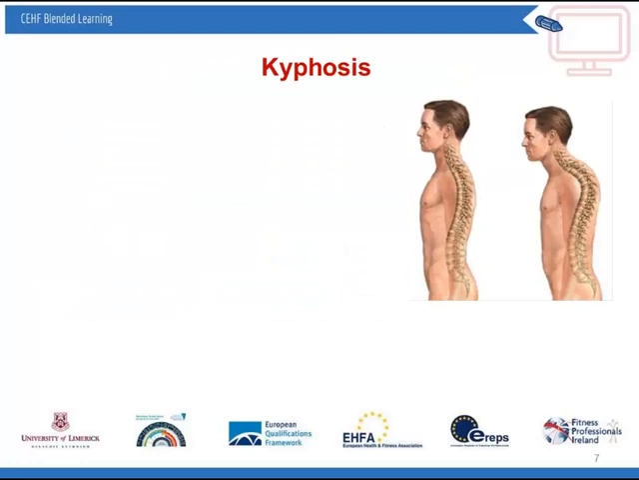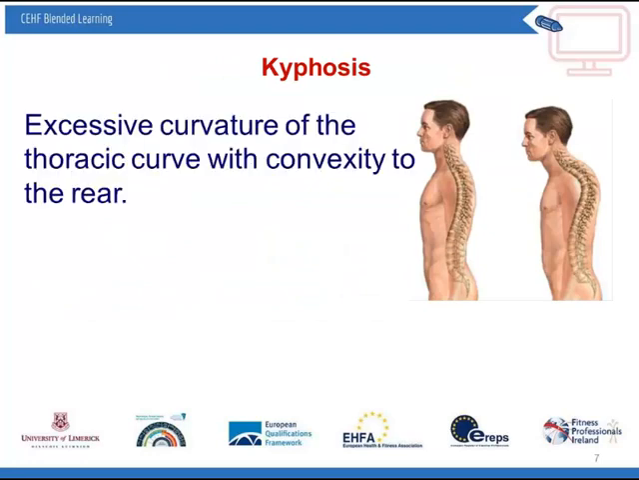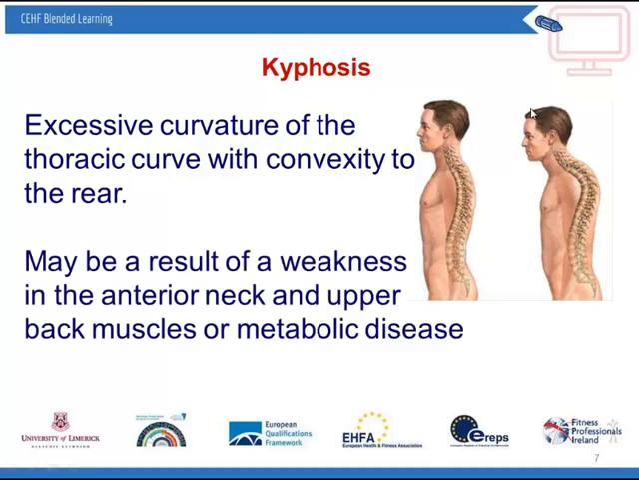Kyphosis. Kyphosis is an excessive curvature of the thoracic curve with convexity to the rear. The left image is a neutral curvature of the thoracic spine. The right-hand image here has this excessive curvature of the upper back, and this is typical of kyphosis. It could be due to a weakness of the anterior neck muscles, the muscles at the front of the neck, or the upper back muscles, in which case this would be considered postural kyphosis. Or it could also be due to metabolic disease, in which case it is structural.